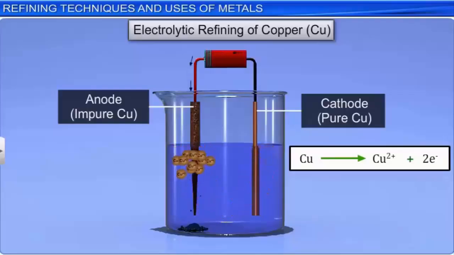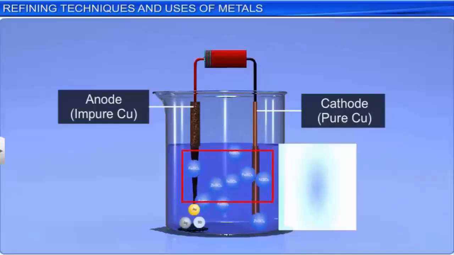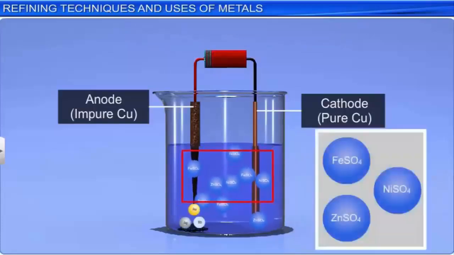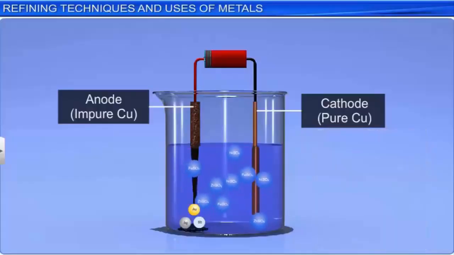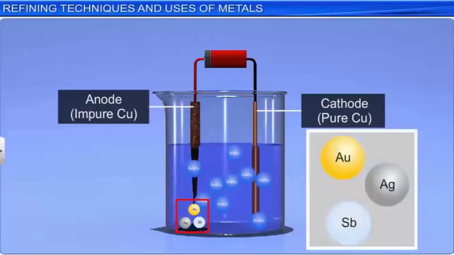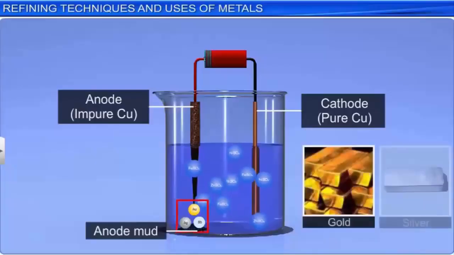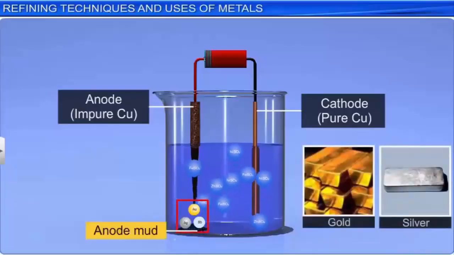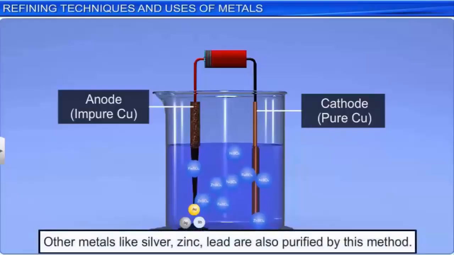The more electropositive impurities like iron, nickel, and zinc are left in the electrolyte as their sulfates, while the less electropositive impurities like gold, silver, and antimony settle at the bottom of the anode as anode mud. Precious metals like gold and silver can be recovered from the anode mud. Other metals like silver, zinc, and lead are also purified by this method.